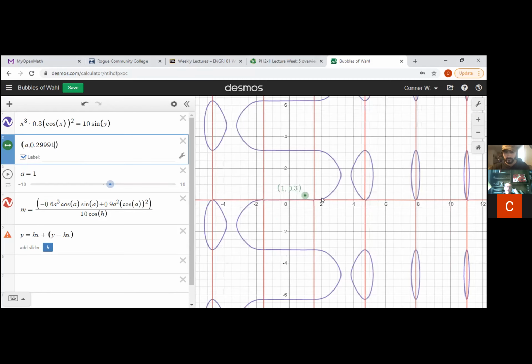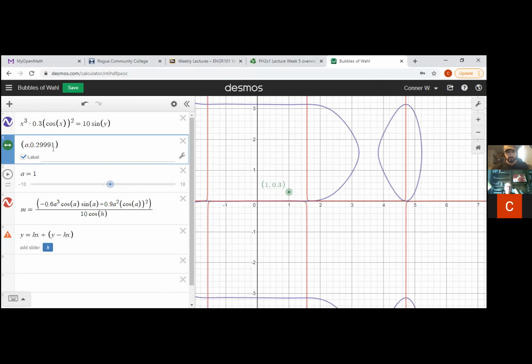Zoom in on it a little bit. Yeah. Here, let me try going out a little bit further. 0.6. Well, that's not working. Turn that red graph off just so it's not in your way.